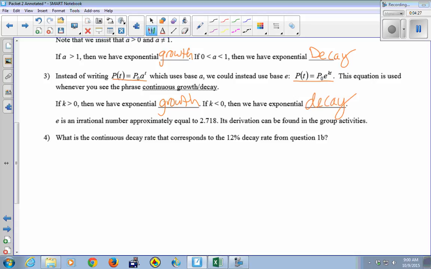e is an irrational number. It's approximately equal to 2.718. And its derivation, where that number comes from, will be done in the group activities. So you'll get to see that in a minute.